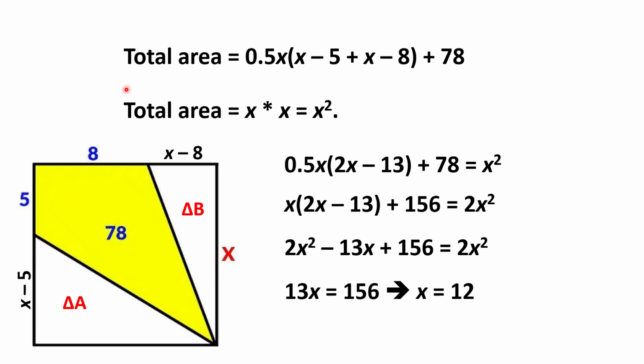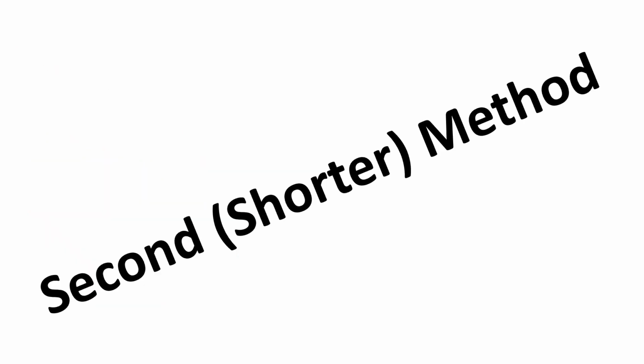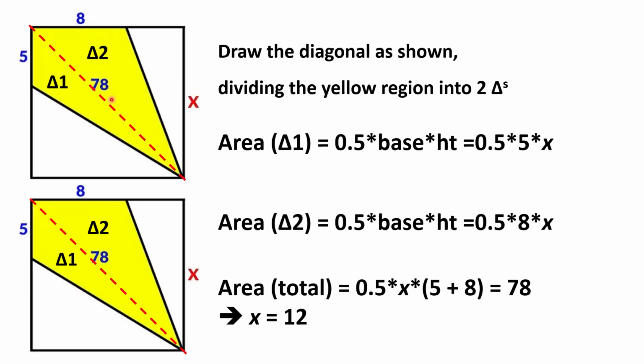But now we will see the second method. This is the second, shorter method, but we need to draw one extra line, one single construction line, and then the calculation becomes very short. In this method, we draw the diagonal, the red dotted line.